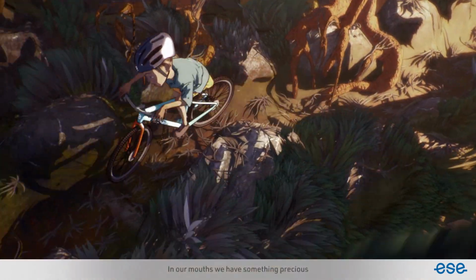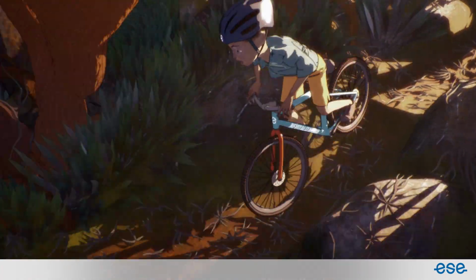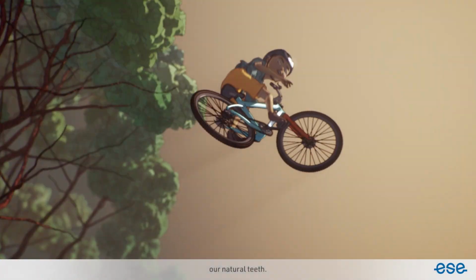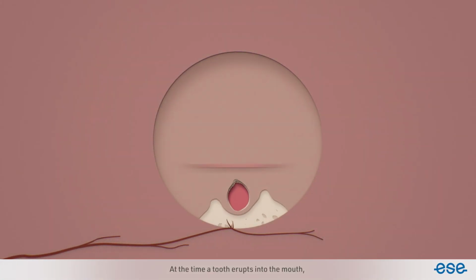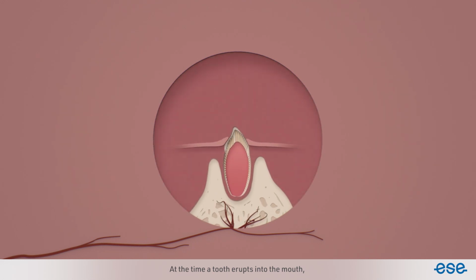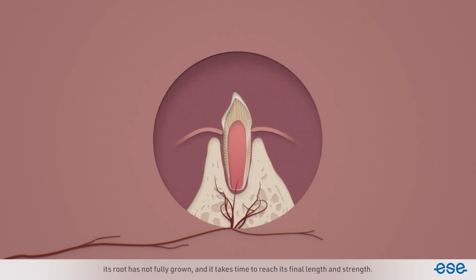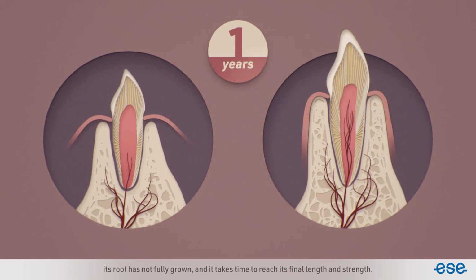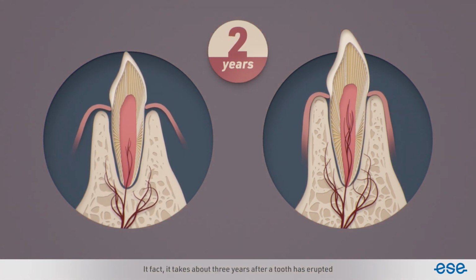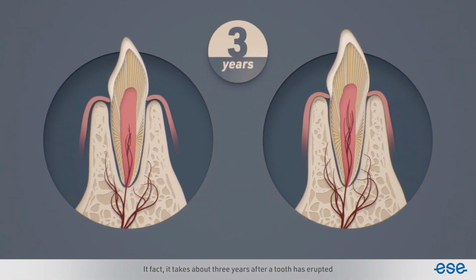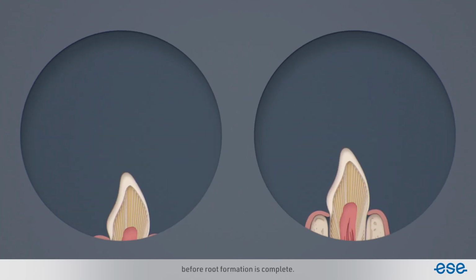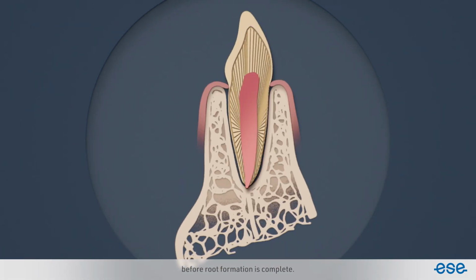In our mouths, we have something precious: our natural teeth. At the time a tooth erupts in the mouth, its root has not fully grown, and it takes time to reach its final length and strength. In fact, it takes about 3 years after a tooth has erupted before root formation is complete.